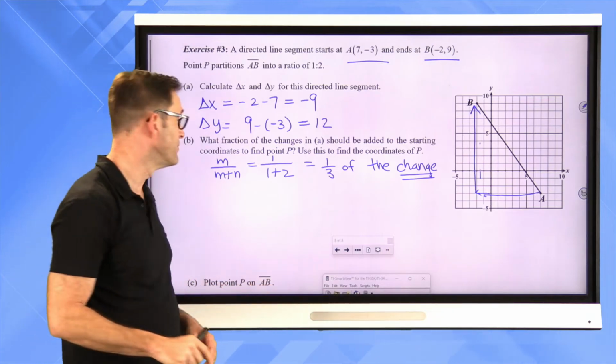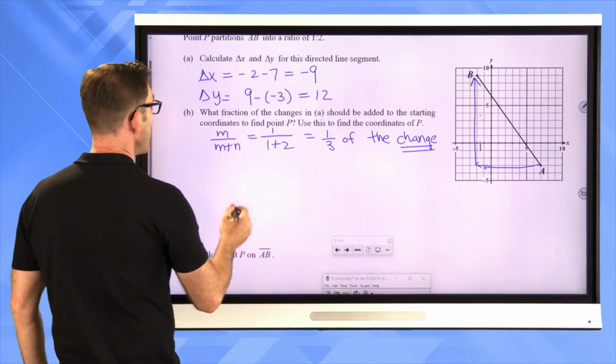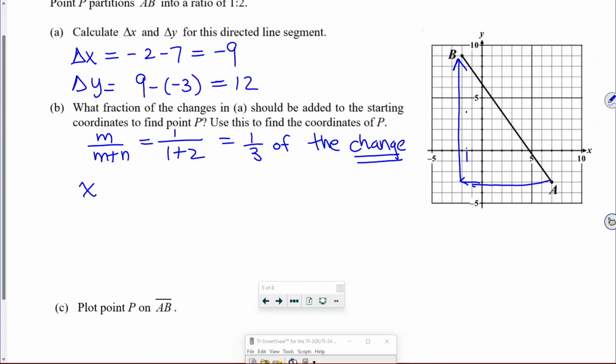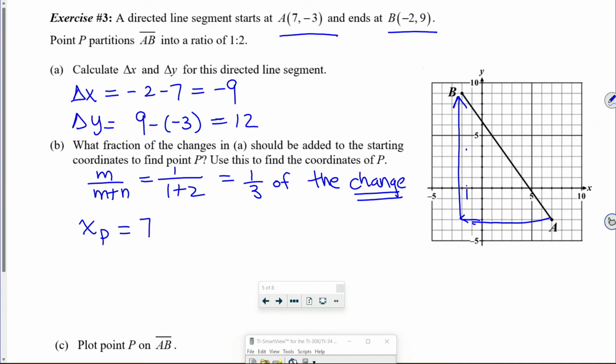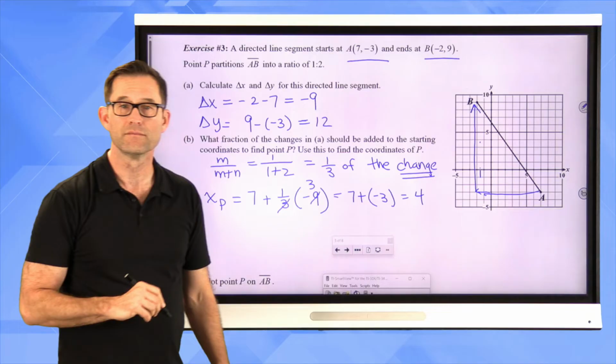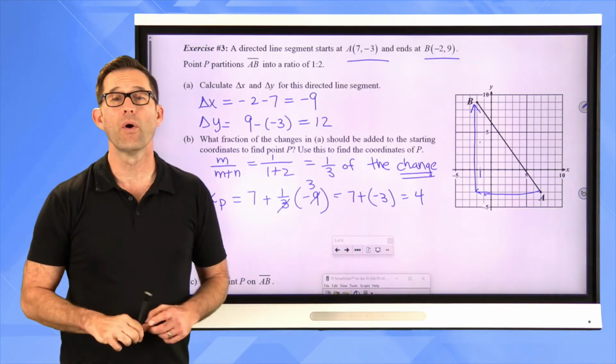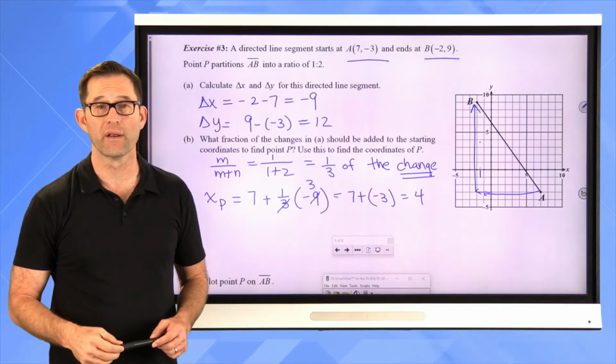And now it's easy. We can just come down here and say, all right, so I've got x sub p. Where do I start? I'm going to start at an x coordinate of 7. And I'm going to add on 1/3 of the change in x, which is -9. That's going to be 7 plus -3, and that's going to be 4. All right. Why don't you go ahead and find the y-coordinate of the partition point?